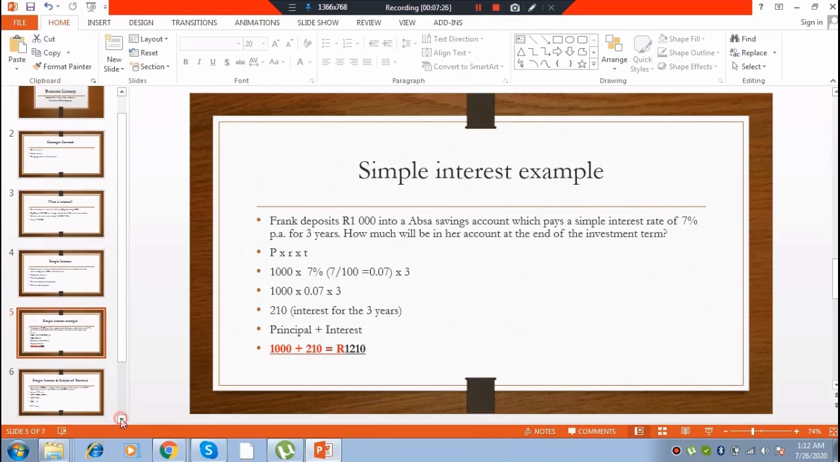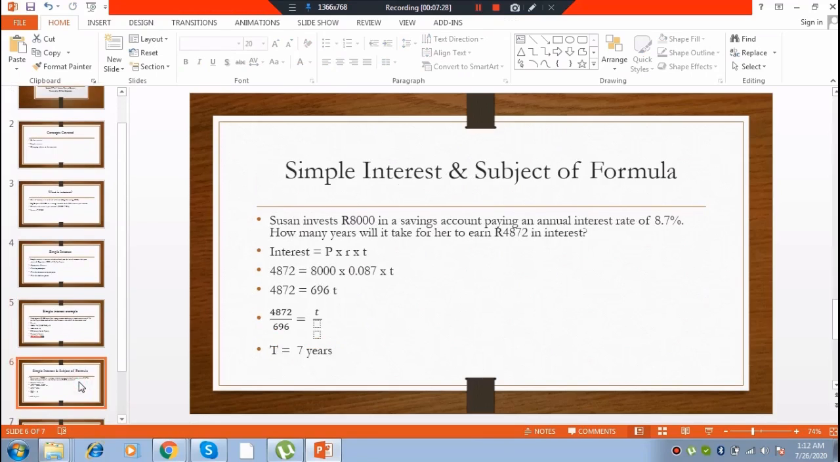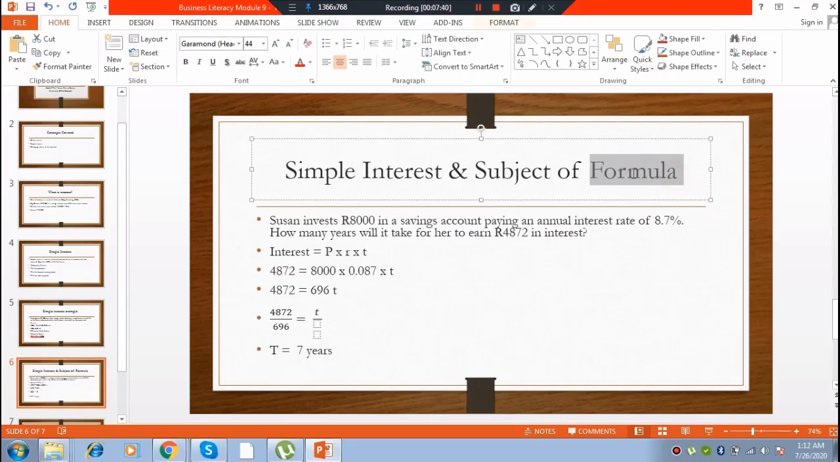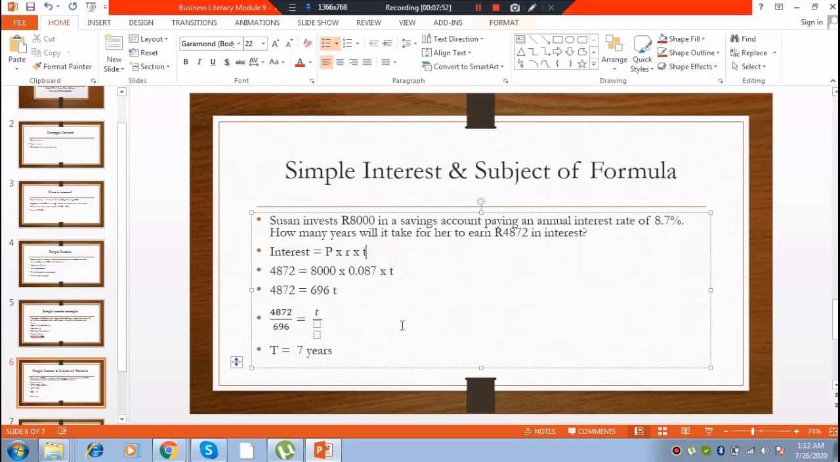Okay, so now let's look at the other. This is a bit different, but it's still the same concept on simple interest and subject of formula. Again, guys, make reference to module 8 for this topic, to those that may not understand what subject of formula is. In module 8, there's a video which I created for this. So if you go through that video, this section must not even bother you at any point.